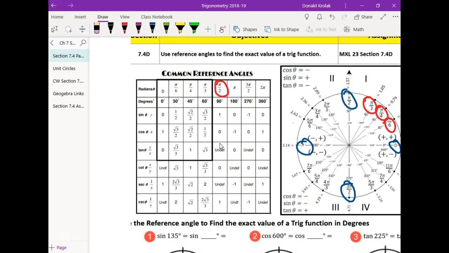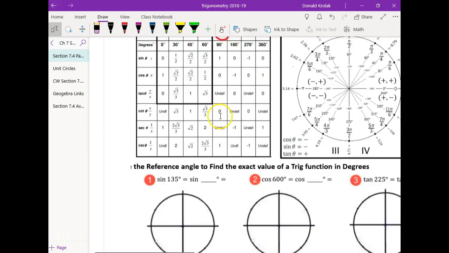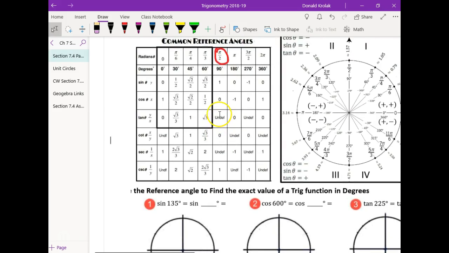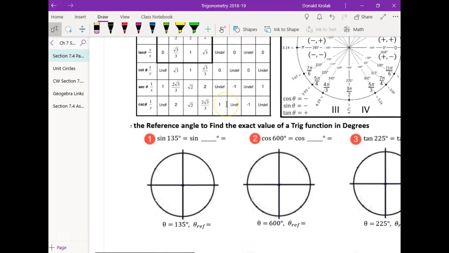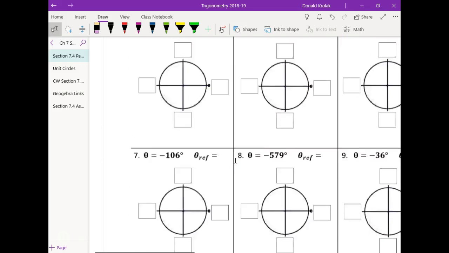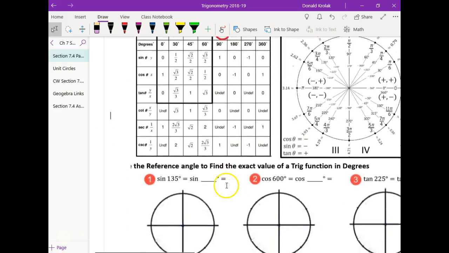Okay, so what we're doing today then is you're going to be given an angle, and the angle will either be in degrees or it'll be in radians, and then you've got to figure out what the exact value is. All right, so it all comes down to finding out what's the reference angle. So this is what we spent 2 days doing last week, was finding those reference angles.